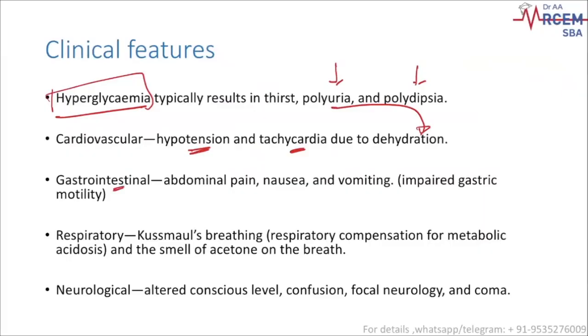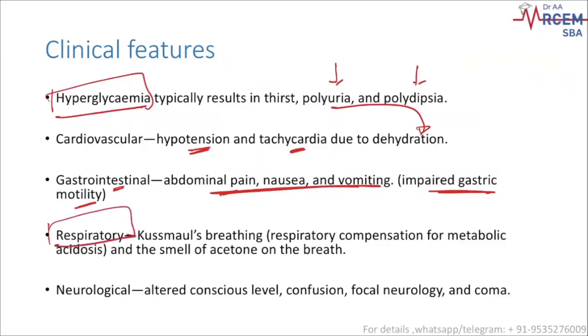Gastrointestinal symptoms are the main presenting symptoms. Usually the patient who has DKA presents with abdominal pain, nausea, and vomiting. Why does the patient have GI symptoms? This is because of impaired gastric motility. The autonomic system gets involved, resulting in impaired gastric motility that results in abdominal pain, nausea, and vomiting.